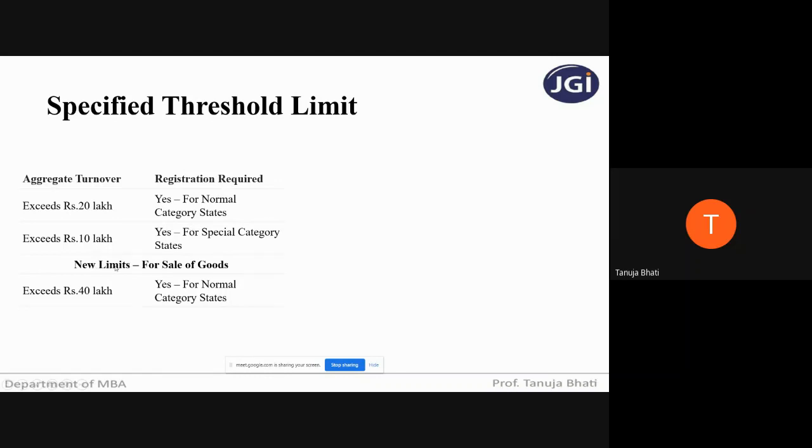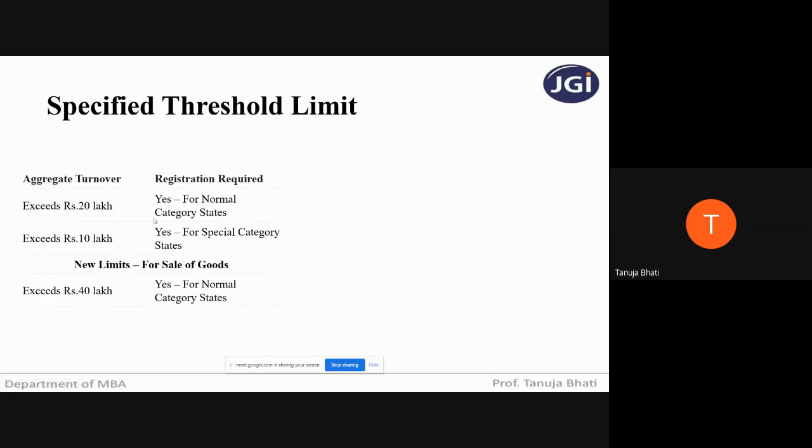Now, the new limits for sale of goods, that is the person who is exclusively engaged in providing goods, the threshold limit, if it exceeds 40 lakhs. So, if the aggregate turnover exceeds rupees 40 lakhs, then registration is required, yes, for normal category states.